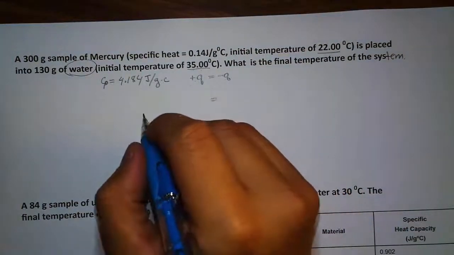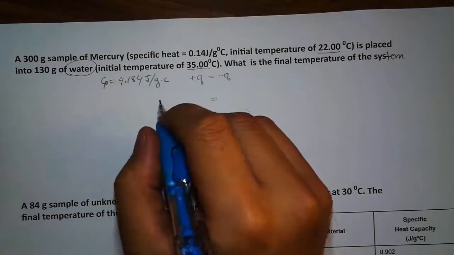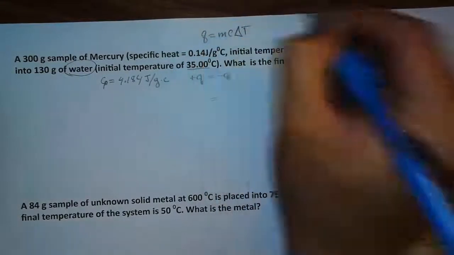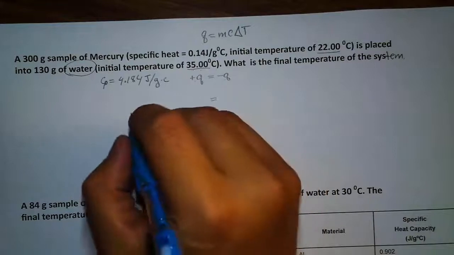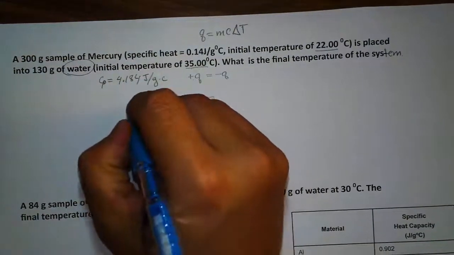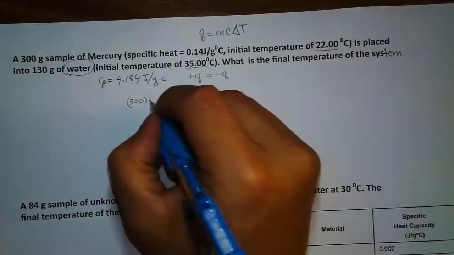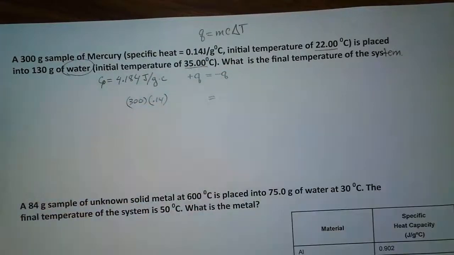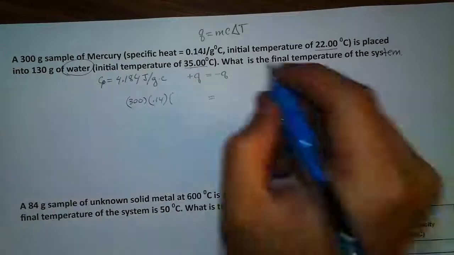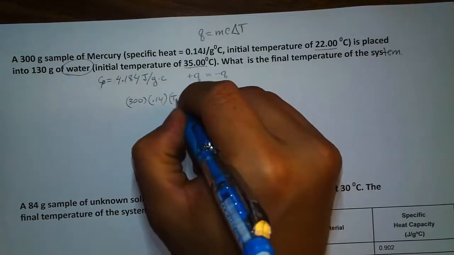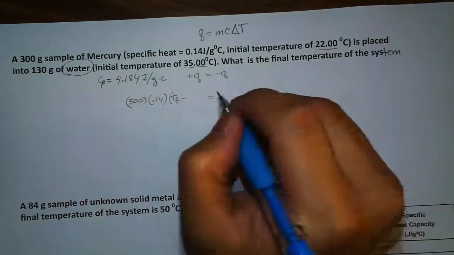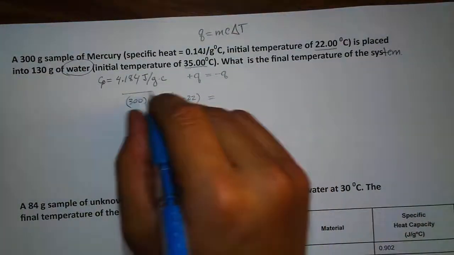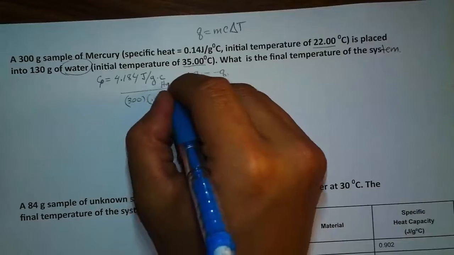But let's go back to Q. Q is equal to M C delta T. Keep that in mind. And we know M in this case is 300. Okay. Do we know a C? Yes, 0.14. Notice I don't put the unit there. And do we know our delta T? We know T initial, but we don't know T final. So our T initial in this case is 22 degrees. And this is for the mercury, Hg.